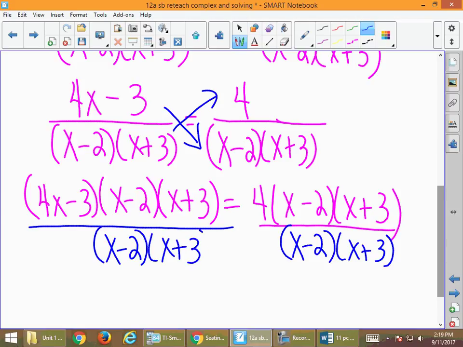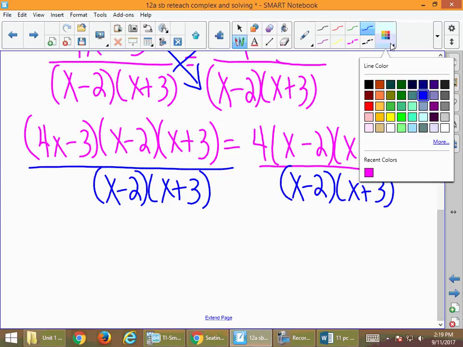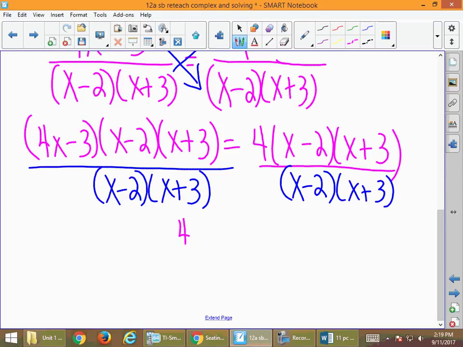And when we divide it out, all that we're left with is 4x minus 3 equals 4. And I need to show my work a little bit better here. The x minus 2's cancel out. The x plus 3's cancel out. The x minus 2's cancel out. The x plus 3's cancel out.